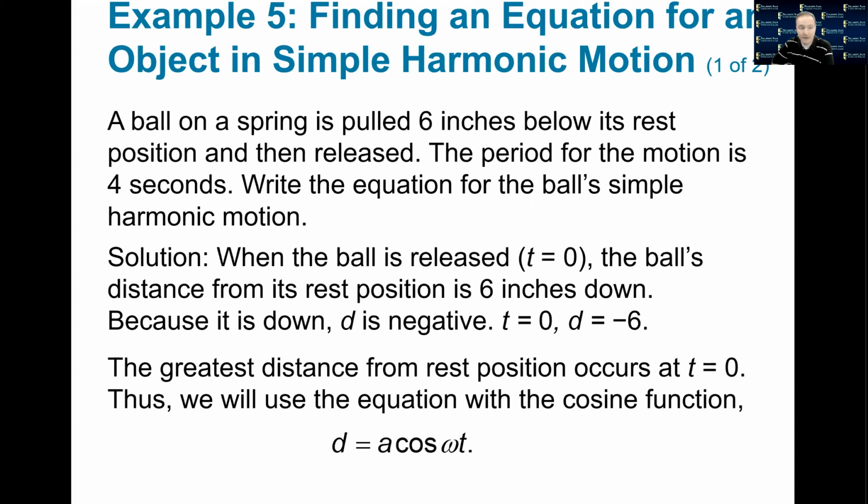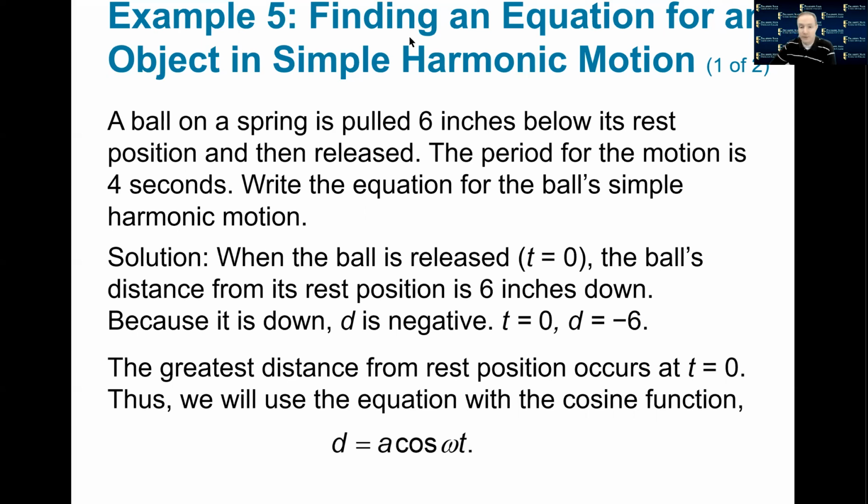Now, let's look at an example here. A ball on a spring is pulled 6 inches below its rest position. Automatically, I know I'm using a cosine. Why? Because the spring is not at rest. It's already 6 inches below its normal rest position. So that right there tells me I'm going to use a cosine. Now, that spring is 6 inches below its rest position, and then it's released. The period for the motion is 4 seconds. So if I release it 6 inches below and let it go, it's going to go up, and then it's going to come back down. That entire period for it to go back down to 6 inches below is going to take 4 seconds.